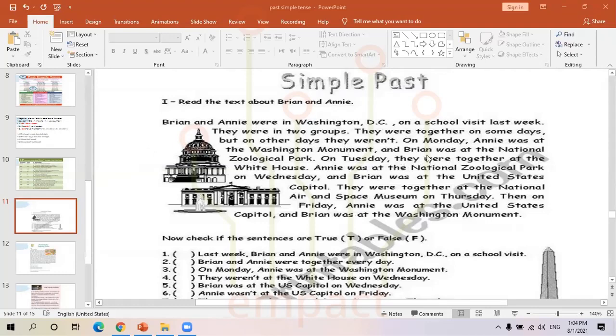Washington Monument. And Brian was at the National Zoological Park. On Tuesday, they were together at the White House. Annie was at the National Zoological Park on Wednesday, and Brian was at the United States Capitol. They were together at the National Air and Space Museum on Thursday. Then on Friday, Annie was at the United States Capitol and Brian was at the Washington Monument.